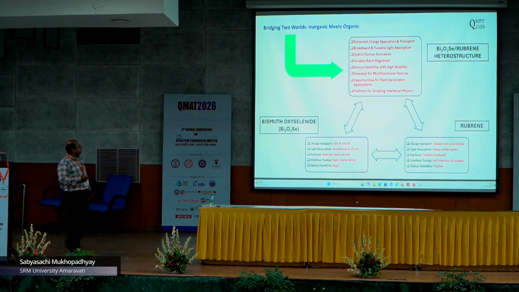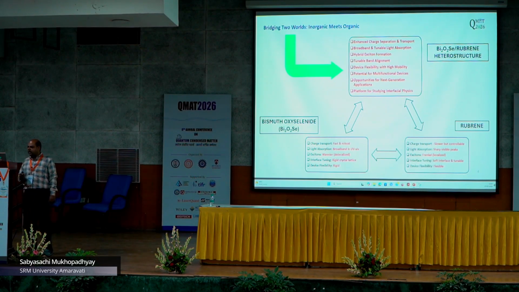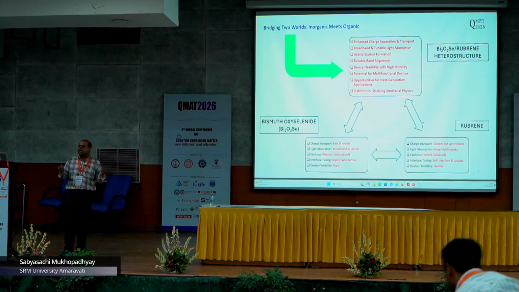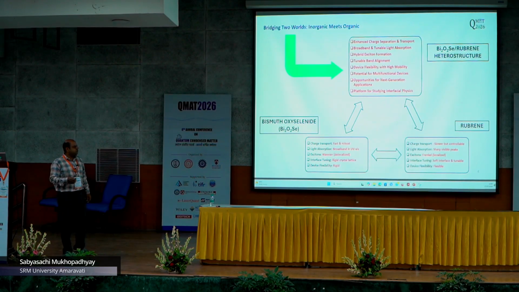Now when we make the heterostructure, what we expect is enhanced charge separation and transport at the interface. If you make two-dimensional materials, one organic and one inorganic, you create an interface, and it has to have more charge separation properties, like what we see in bulk heterojunction organic solar cells, where you have acceptor and donor materials, and at the interface we find huge charge separation properties, and that's why we get photocurrent in organic solar cells.